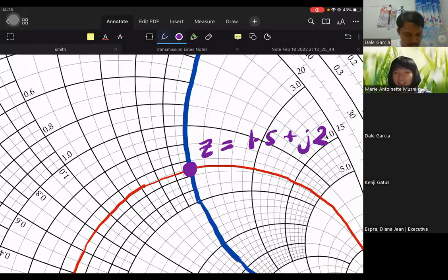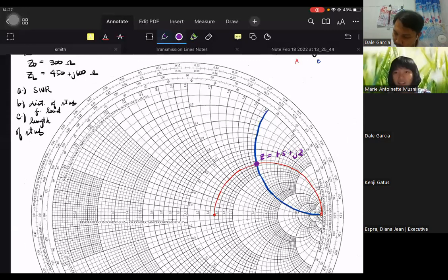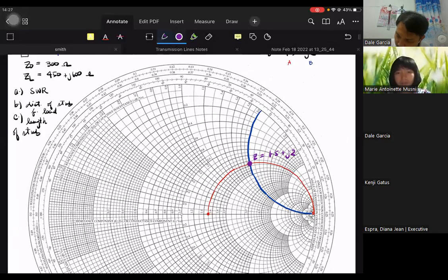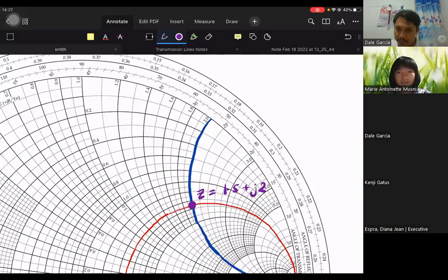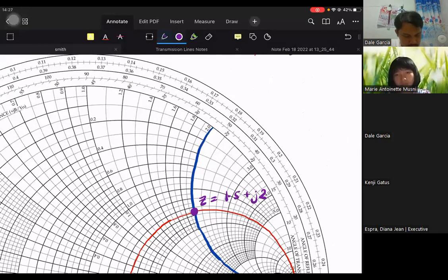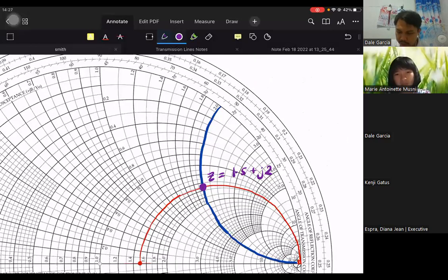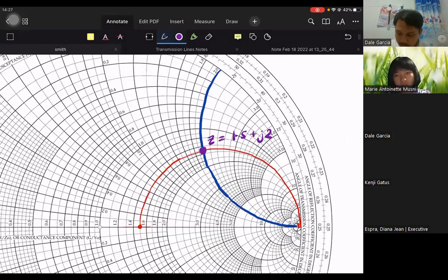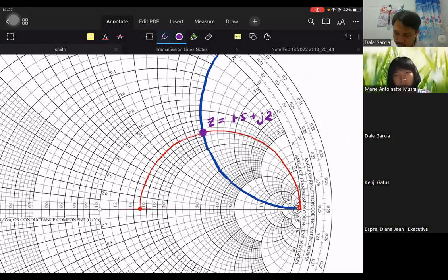Next. So si line C na siya. So asa ang SWR? SWR is masolve man di ba ang SWR? Pero makita na siya sa Smith chart.